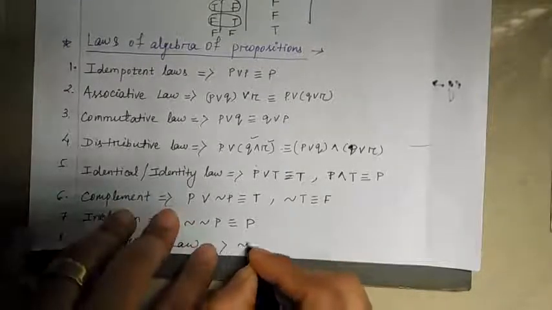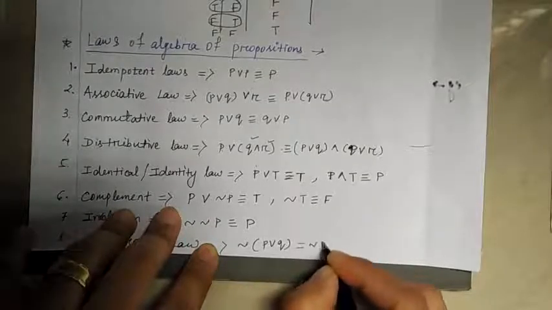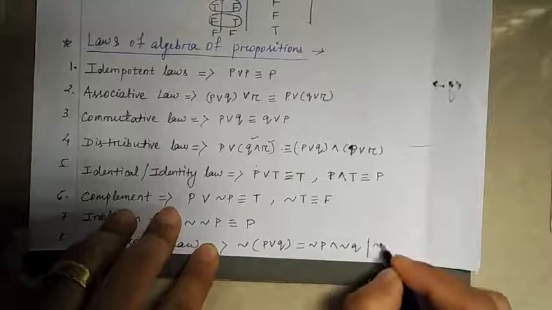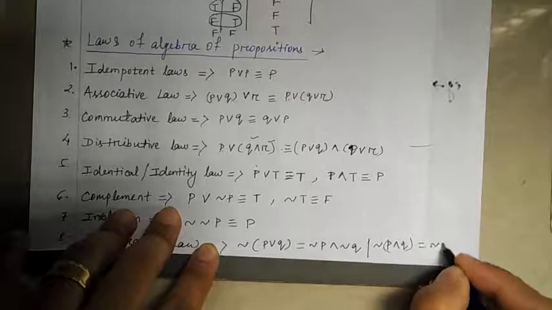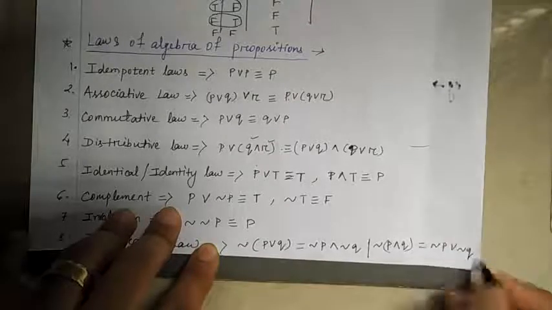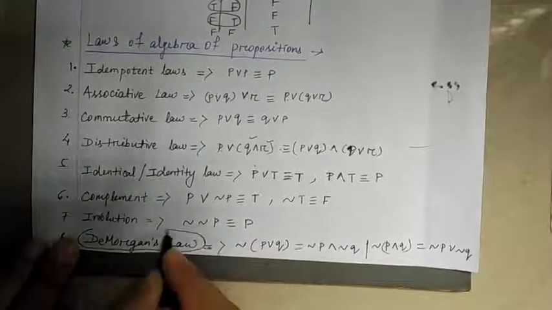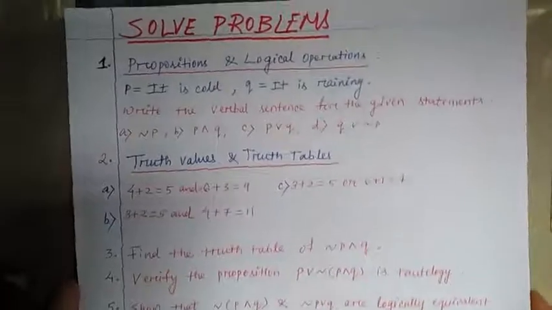And the most important is De Morgan's law. So what is De Morgan's law? Negation of P or Q, you will be getting negation of P and negation of Q. The same way, if you are taking negation of P and Q, you will be getting negation of P or negation of Q. So it is the most important rule that we are going to use everywhere afterwards. Then we'll see some problems for the topics we have studied in the last two sessions.